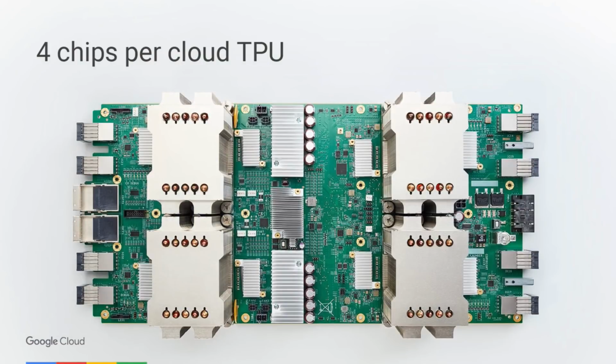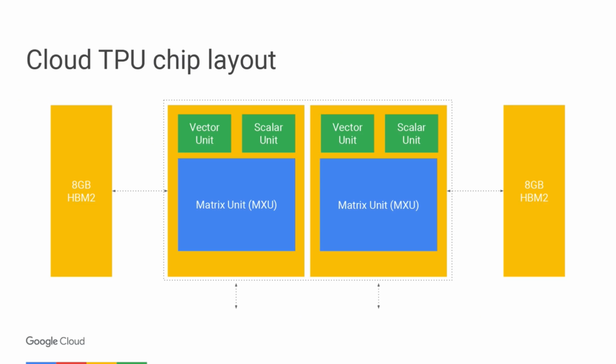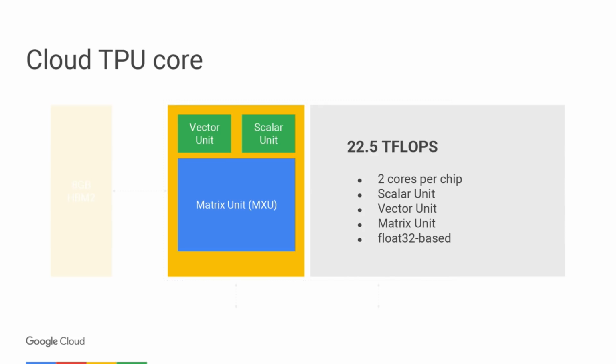So let me tell you just a little bit more about this hardware, because I think it's quite different than the other architectures that people are familiar with today. Under each of these heat sinks, each of these cloud TPU boards has 4 chips, and each chip is divided into 2 cores, as you can see schematically here. Now, each core has a scalar unit, a vector unit, and a matrix unit.